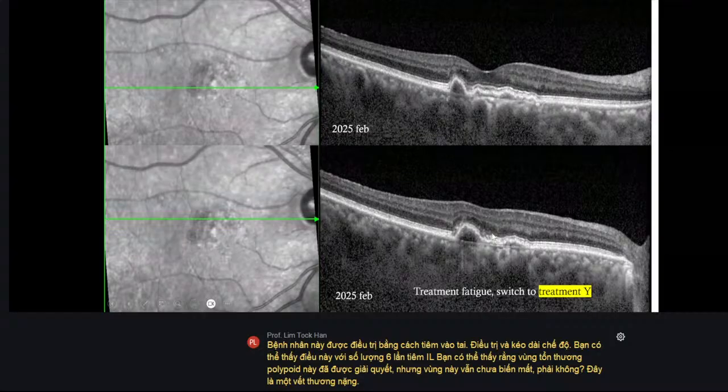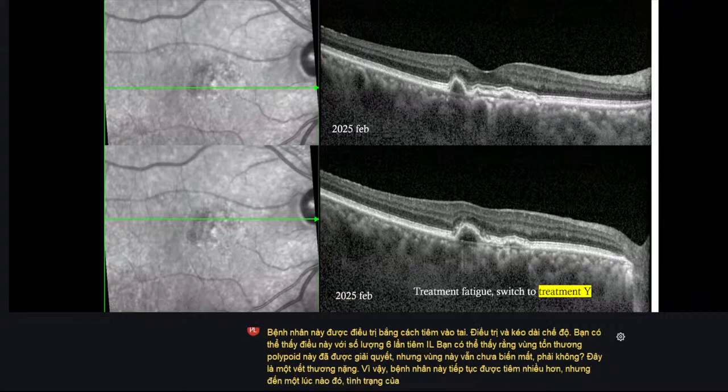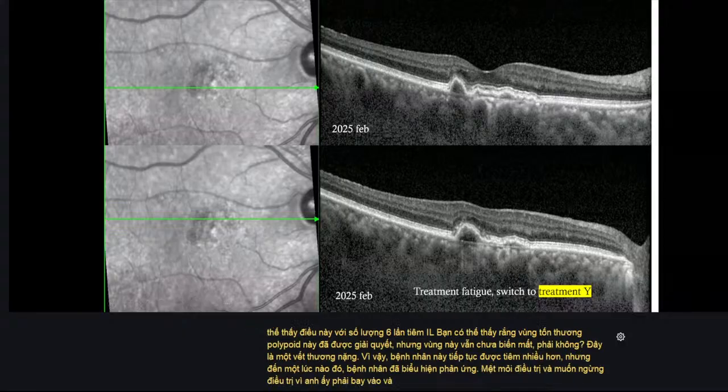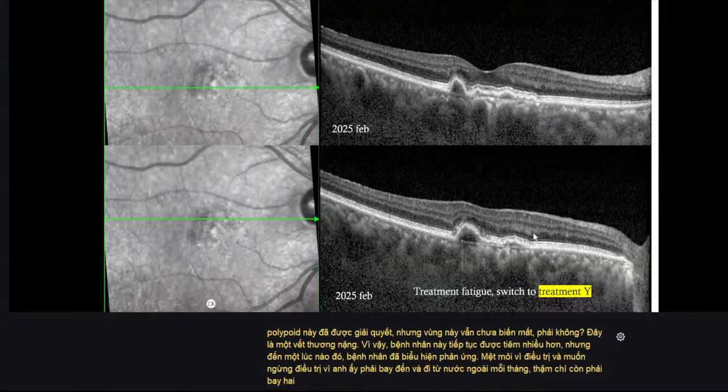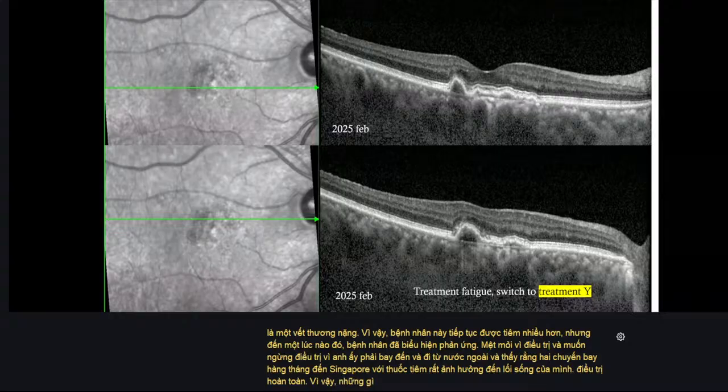So this patient went on to receive more injections, but at some point, the patient expressed treatment fatigue and wished to stop treatment because he's flying in and out from overseas, and finds 2-monthly flying into Singapore for injection very disruptive to his lifestyle, and he wanted to stop treatment altogether. So what I suggested to him is, give me one last chance.